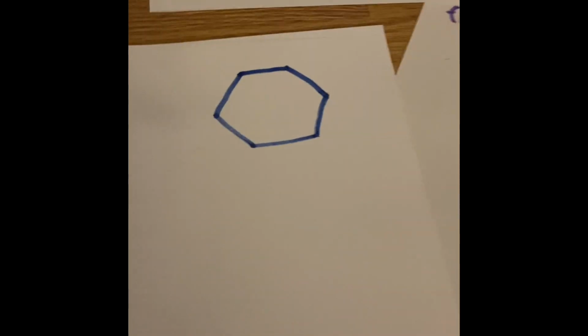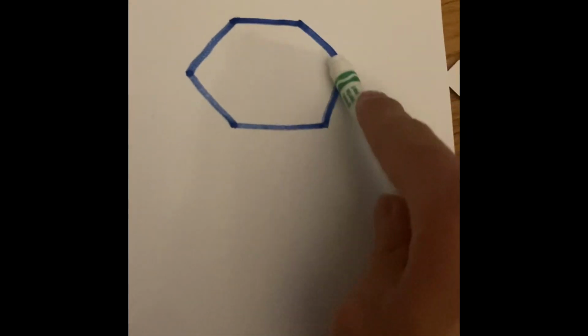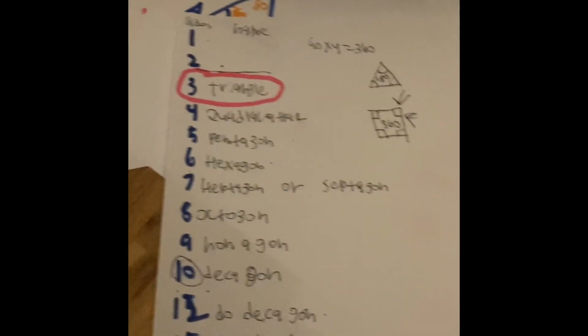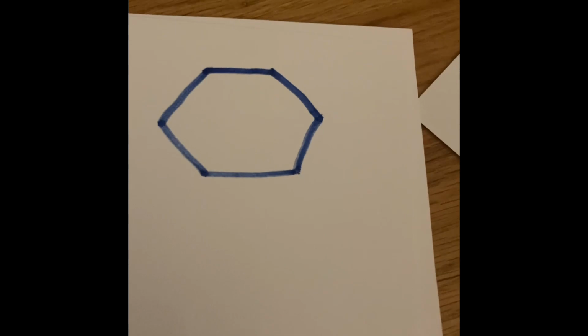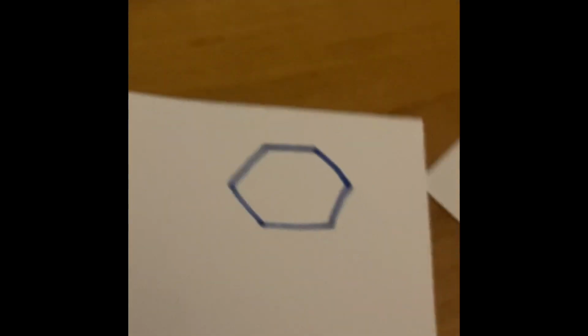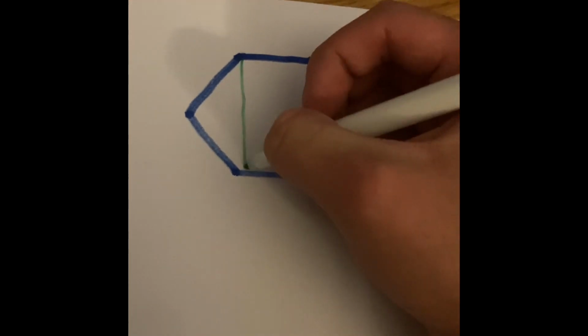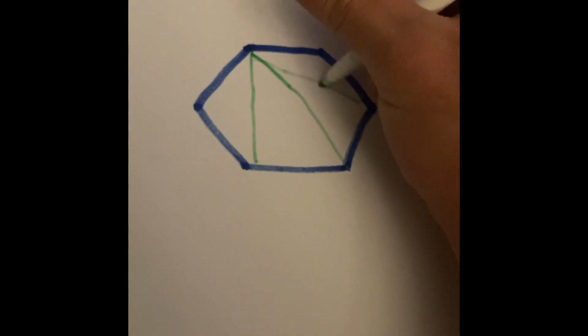So let's get started. What we have here is a hexagon. We have 1, 2, 3, 4, 5, 6 sides. Therefore, on the name chart, we have a hexagon. So the question is, what are diagonals? Well, when you think about a diagonal line, it kind of makes sense that it's going to look like a slope like this. Diagonals are lines that go across from each other, but do not count as the sides that are next to each other.